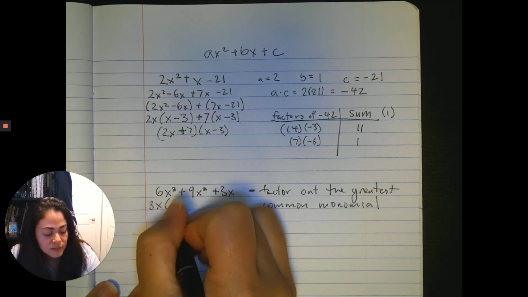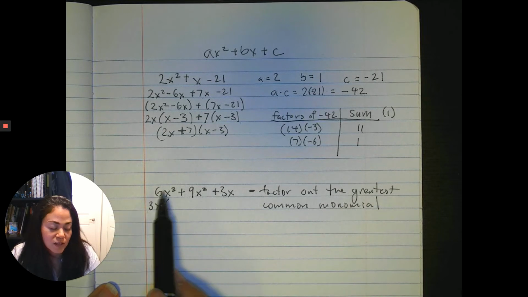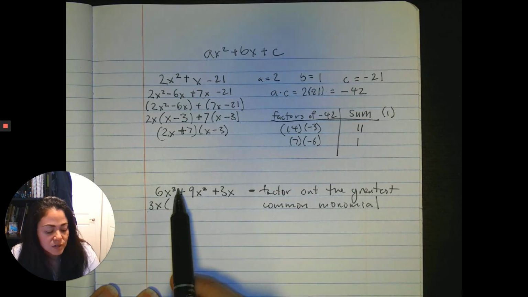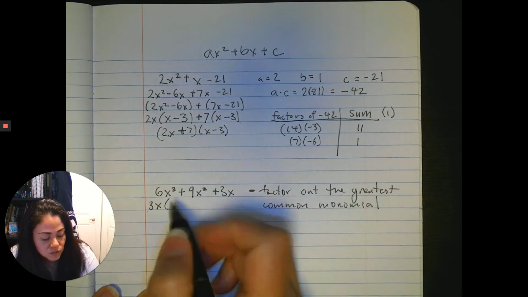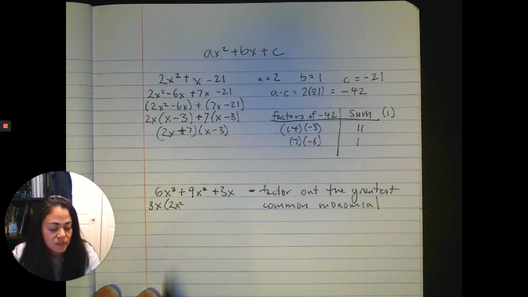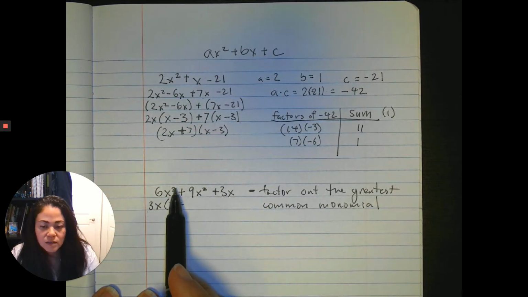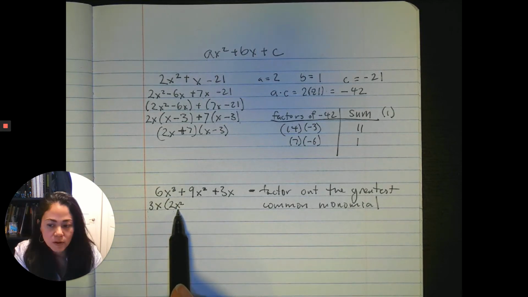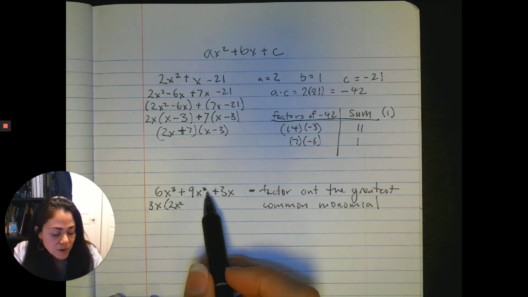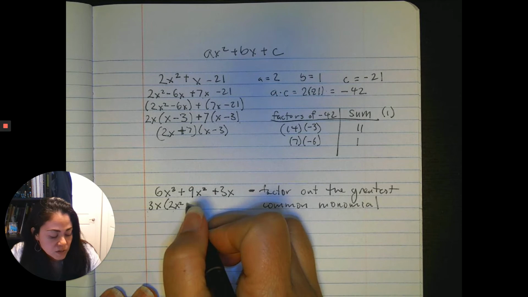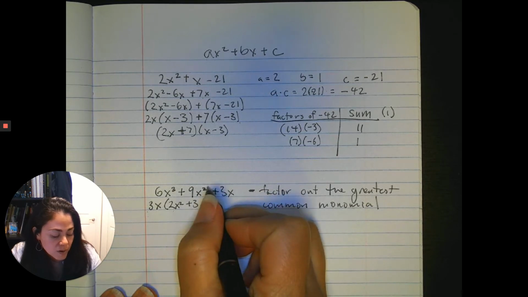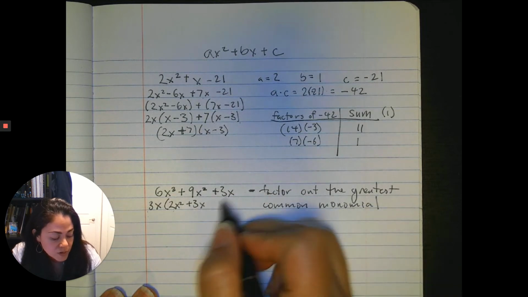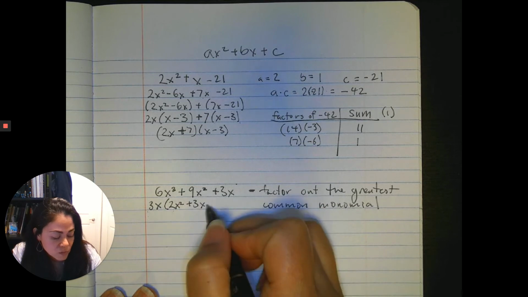And I'm going to rewrite this as 3x times whatever's left over once I divide out that 3x from each term. 6x cubed divided by 3x would be 2x squared, right? 6 divided by 3 is 2. x times x times x divided by x leaves me with 2 x's being multiplied by each other, or x squared. 9x squared divided by 3x: 9 divided by 3 is 3, and x squared divided by x would just be x. And then 3x divided by 3x is 1.